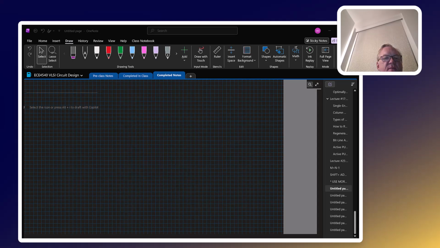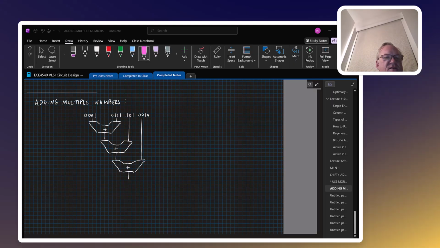Now we have another problem. When we create partial products, the number of partial products is the same as the number of bits of the multiplier. And so when we add those, it's the same as adding multiple numbers. Okay, so let's assume that we're going to add the following partial products: 0001, 0111, 1101, and 0010. In other words, 1, 7, 13, and 2.